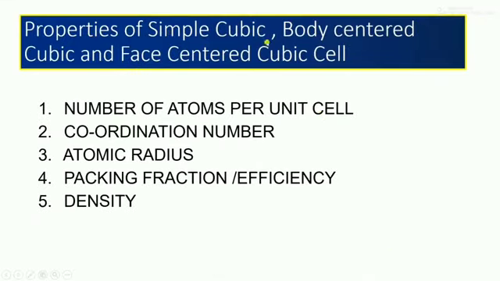Now let us move to the properties of simple cubic, body-centered cubic, and face-centered cubic unit cells. First, number of atoms per unit cell. Second is the coordination number. Third is atomic radius. Fourth is packing fraction and efficiency. And the fifth is density.